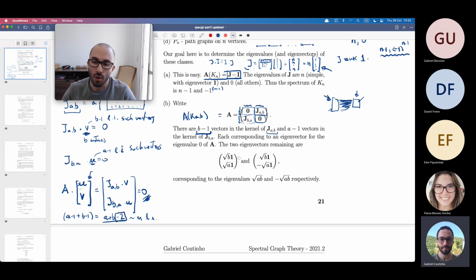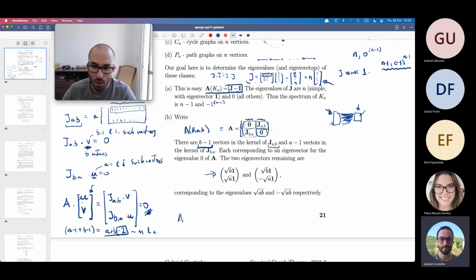And these 2 more, you can check, are going to be equal to this: square root of b times the all-ones vector on the top, square root of a times the all-ones vector on the bottom. And these you can check now. So if you multiply A by this thing, square root of b all ones, square root of a all ones, what you get on the top is going to be JAB times the all ones vector.